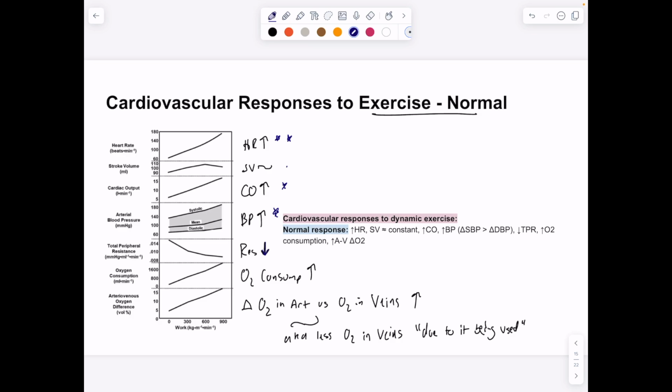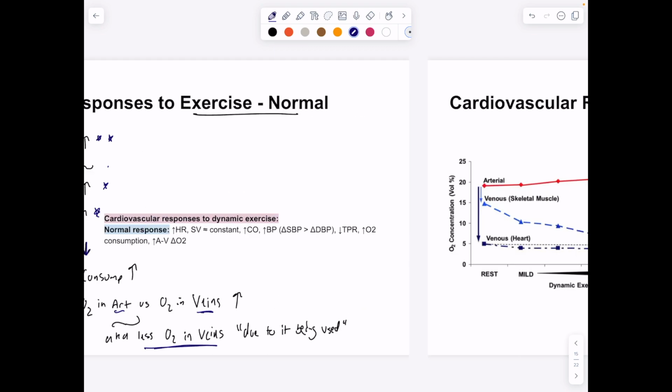Right, our sympathetic nervous system is going to vasoconstrict all of the unnecessary things, your gut, kidneys, but generally the vessels in your skeletal muscle are going to vasodilate. All right, oxygen consumption goes up due to increased metabolic demand, and then the difference in oxygen content in your arteries versus your veins is going to go up, aka there's less oxygen content in your veins due to more of it being used.